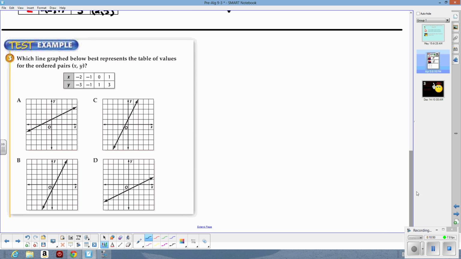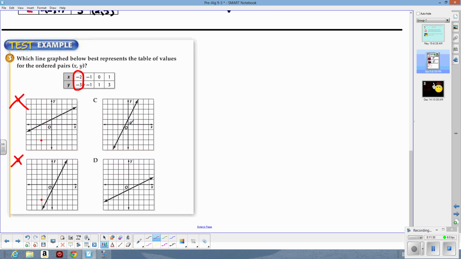Our last example says which line graph below best represents the table of values for the ordered pairs x, y. And we have 4 choices here, so I'm going to just go ahead and start looking at these ordered pairs. -2, -3 means to the left 2 and down 3. So it should be right there, and that is not on that line, so it's not going to be A. Let's try B. -2, -3 would be right there. Again, not on the line, so that is not going to be the solution.